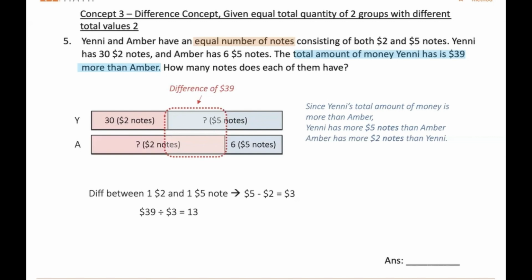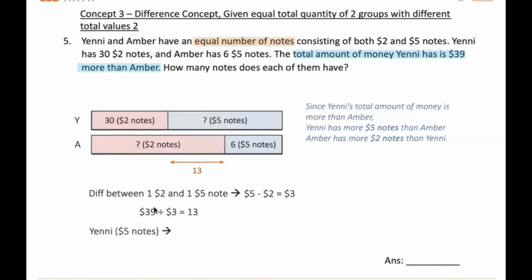How many notes does each of them have? Since the number of notes are the same for Yanni and Amber, I can use the information on either bar to calculate. So you can see this is 30 plus 13 plus 6. That will give you all the notes that Yanni and each of them have. Can you see that? Or you can look at Amber. 13 plus 6 is this portion, then this portion is 30. Either way, it's just 30 plus 13 plus 6.